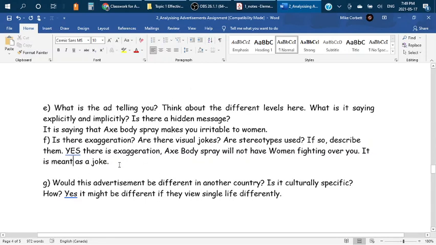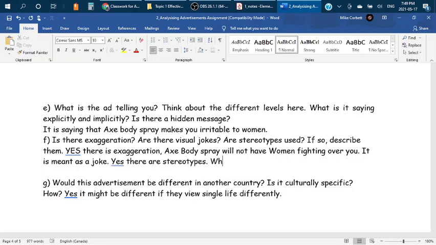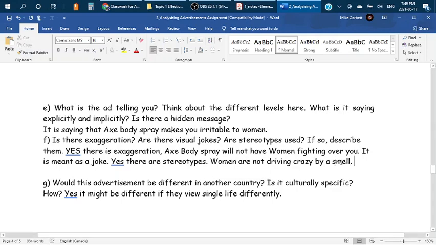I forgot, is there a stereotype? Yes. Yes, there are stereotypes. Women are not driven crazy by a smell. And so on and so forth. I mean, you can come up with any number of stereotypes from that ad.